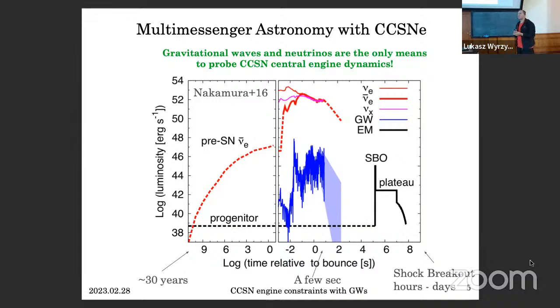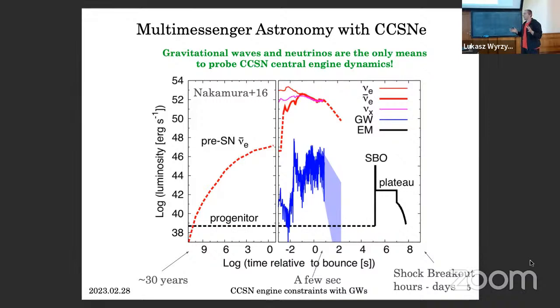And different messengers can tell us different things about the source. So far, we know that massive stars explode, but still, after a century of observing them, we are not sure why.